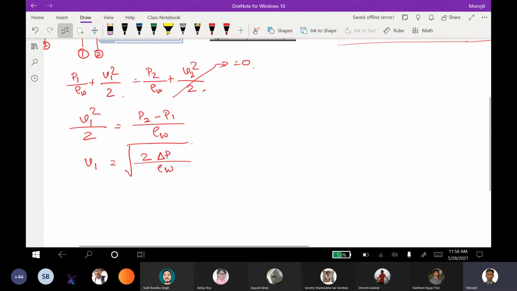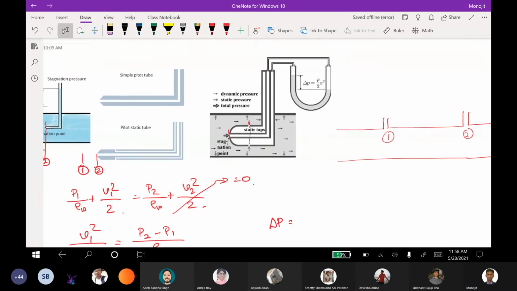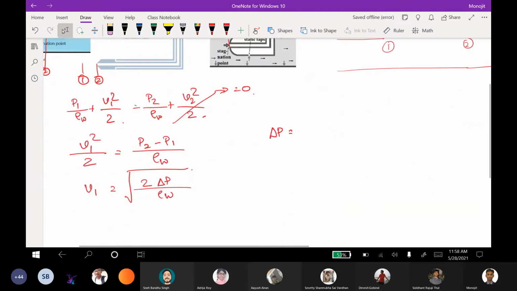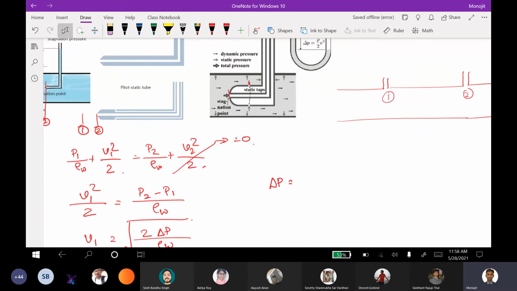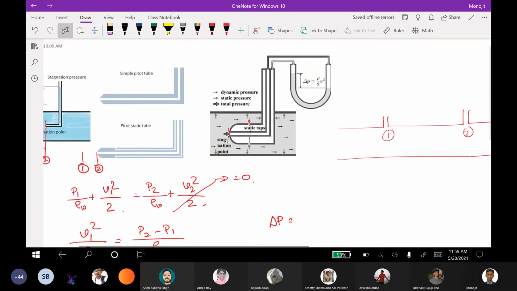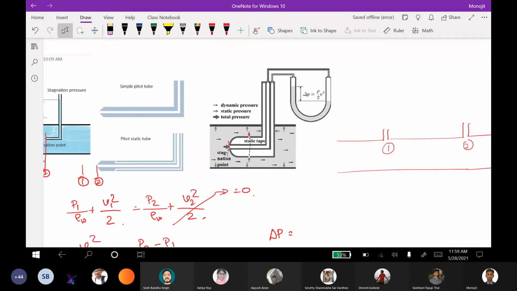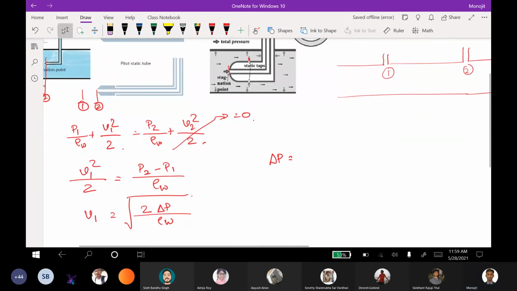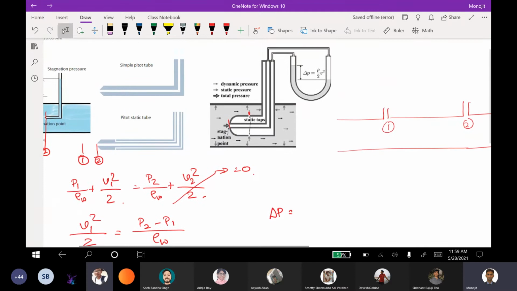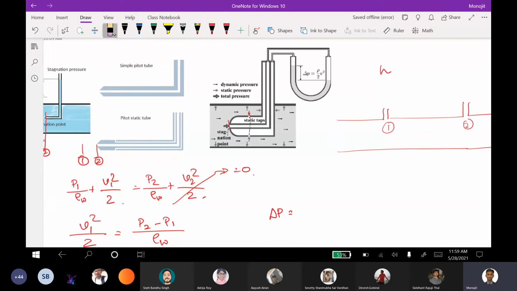Fine. Now, what would be this delta P? Because if we know delta P, we are in a position to find out the velocity. What would be delta P for the fluid, static? You tell me. Suppose the manometer has a height of h, not h, let's take it y.